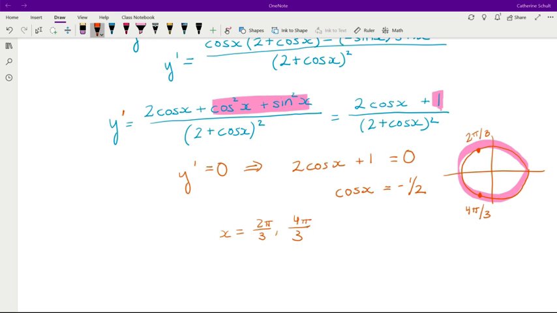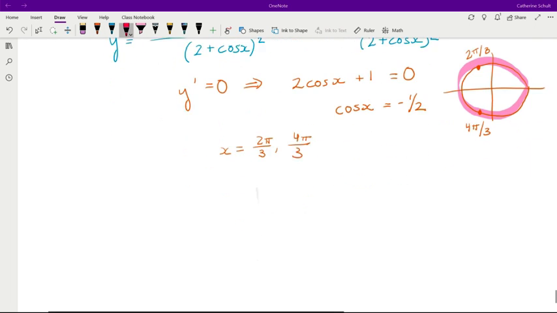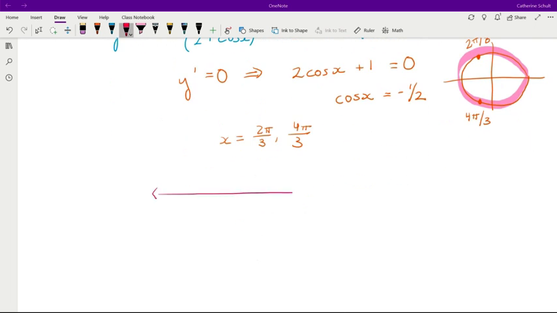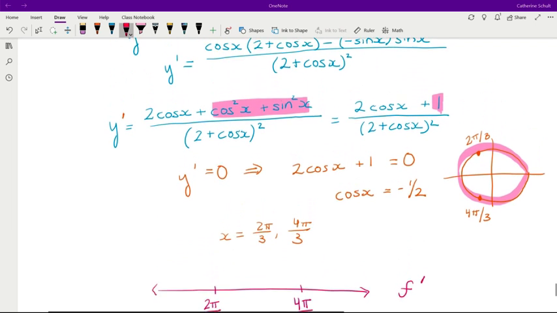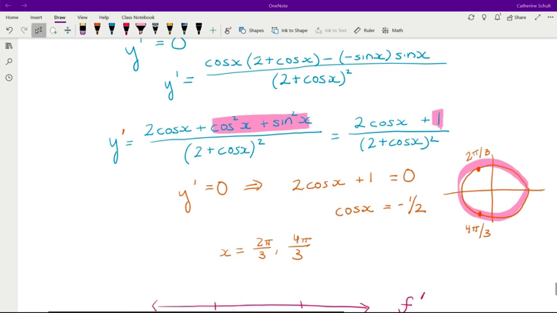Okay, so those are our critical numbers in that one period, just in the one period. And of course, it repeats forever and ever and ever. But let's use those critical numbers and figure out where our derivative, these are the zeros of the derivative. So now let's figure out if we're positive or negative. Okay, so what are we looking at? Let's go back to our function so we can work smart and not hard.